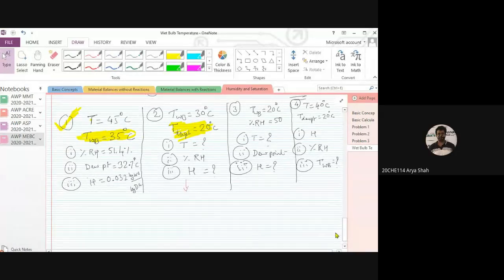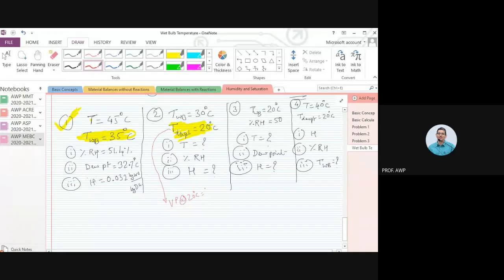Second one. For the second one, the temperature of the wet bulb is given, and the dew point is given. So we first find out the vapor pressure at 20 degrees Celsius and 30 degrees Celsius. Then we write the equation for humidity near the vicinity of the wet bulb. Wait a second. Vapor pressure at 20 degrees centigrade, how much is that? 17.35 mmHg.